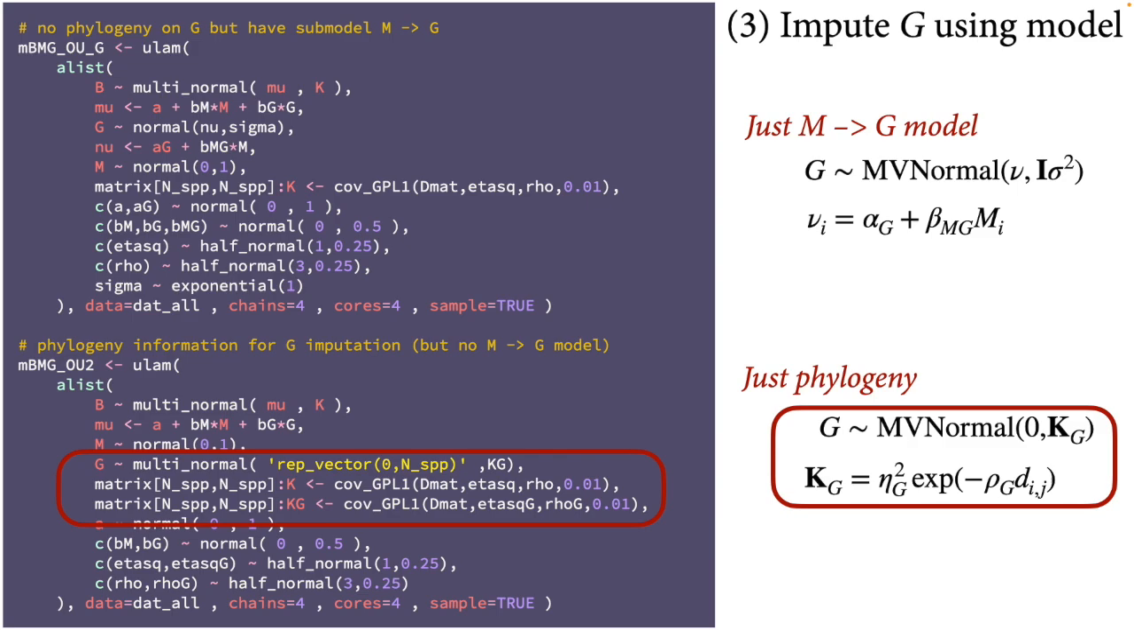Again, this is not where we want to be because I've taken out the influence of body mass in the bottom model. But this will let me contrast the effects of considering phylogeny versus the effects of considering just body mass. And then we can combine these two things in the same model just by putting the line from the top, the nu is AG plus BMG times M, into the bottom model as well. So I'll show you all the combinations.